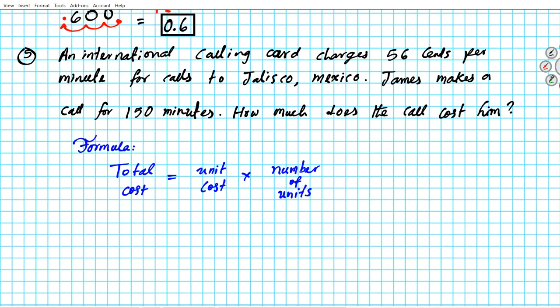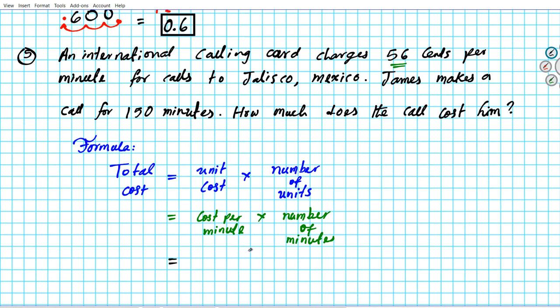Now let's adapt this formula to this particular problem. The total cost for James is going to be the unit cost, which is cost per minute. How much does it cost per minute to make the call? And they'll multiply that by the number of units, which is the number of minutes. How long did he call for? Alrighty. So cost per minute, CPM, is 56 cents.